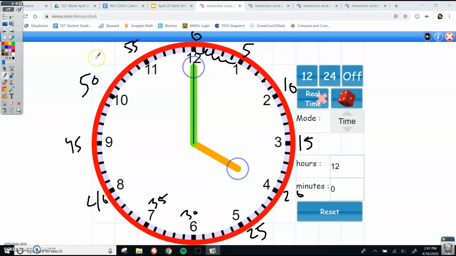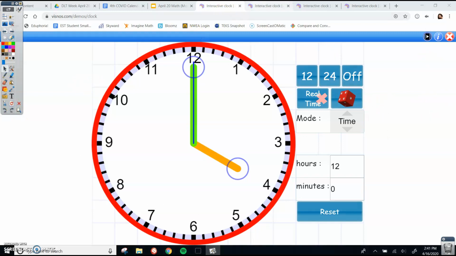So looking at our clock here, our hour hand is pointing directly to the 4, so we're going to have 4 hours. And since our long hand, our minute hand, is pointing to the 12, that means we have 0 minutes. So this clock shows 4 o'clock exactly. Let's look at another one.